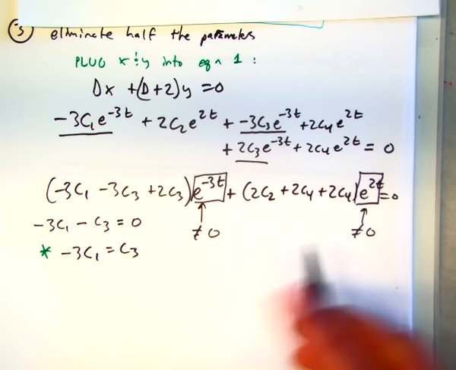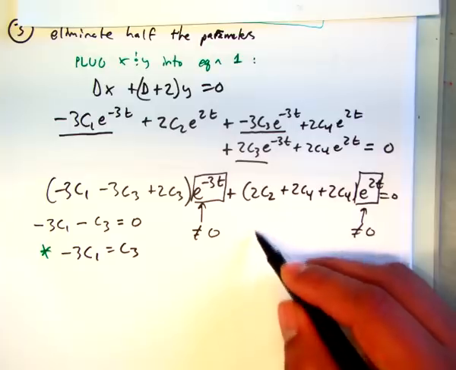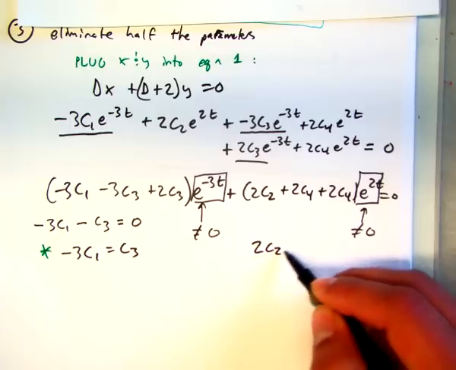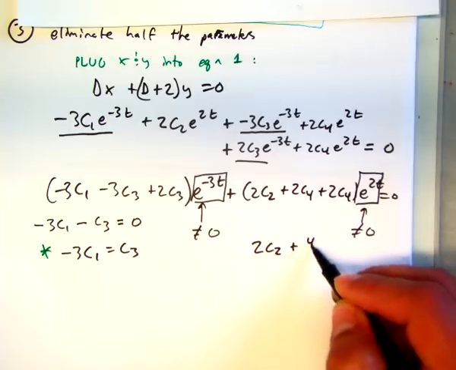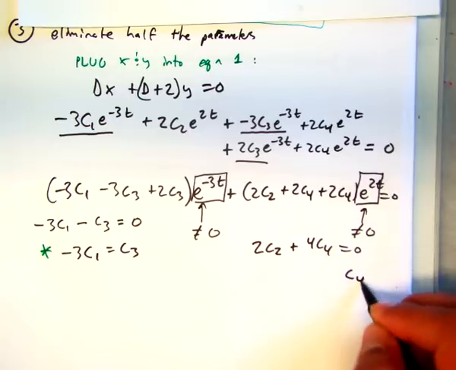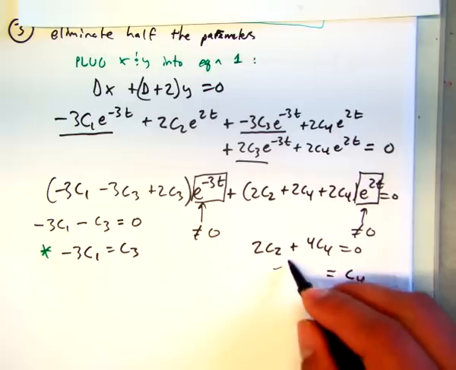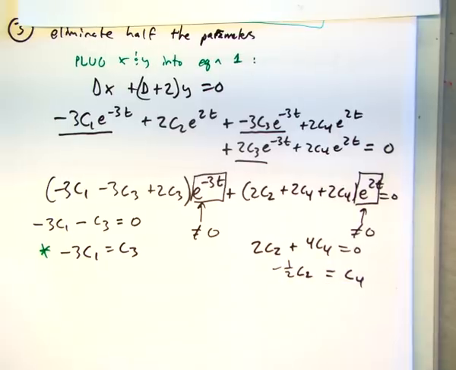From the second term, the coefficients there have to equal 0. So we have 2C2 plus 4C4 equals 0. C4, if I move it over and divide by negative 4, is going to be minus 1/2 C2.